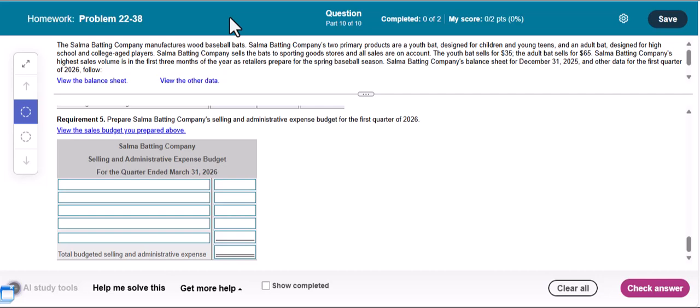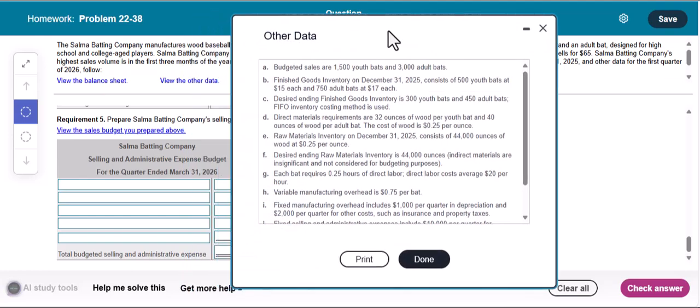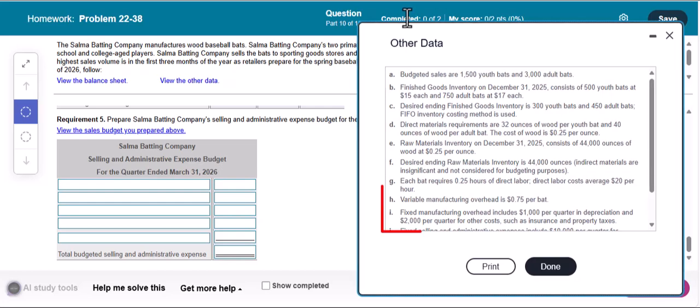22-38, Part 8. Now that your brain is probably thoroughly mush, we're going to finish the problem by doing the selling and administrative expense budget. The selling and administrative expense budget information comes from here in our problem, so we'll open that up.